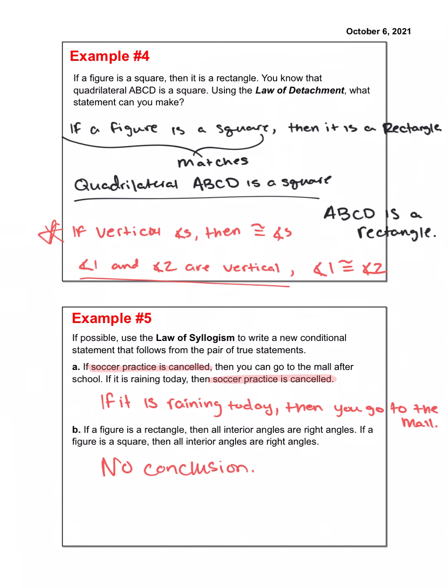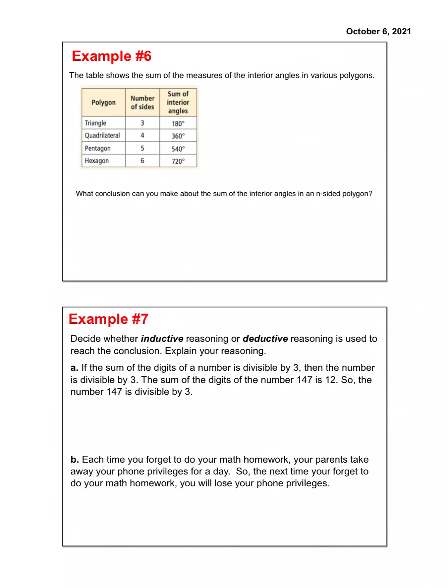Next, example number 6 says the table shows the sum of measures of the interior angles in various polygons. We know all of these to be true, that the triangle has 3 sides and that your interior angles equal 180. Quadrilateral, pentagon, and hexagon are all there as well. We want to know what conclusion you can make about the sum of the interior angles in an n-sided polygon, so for any polygon that we have.